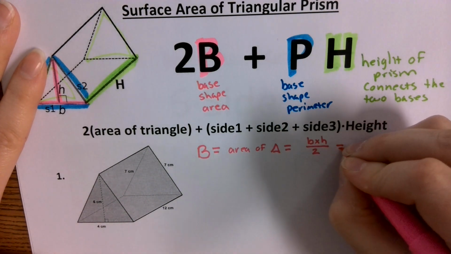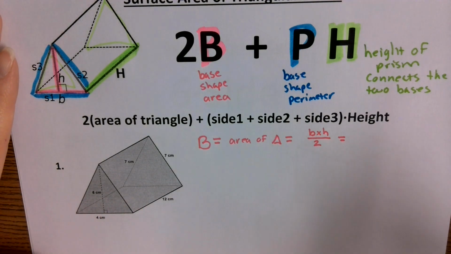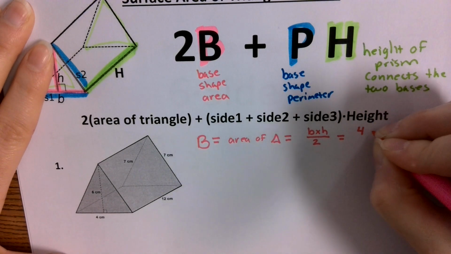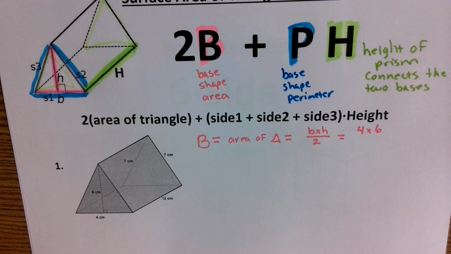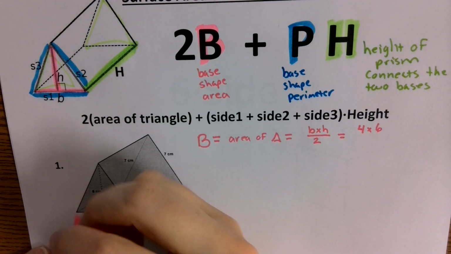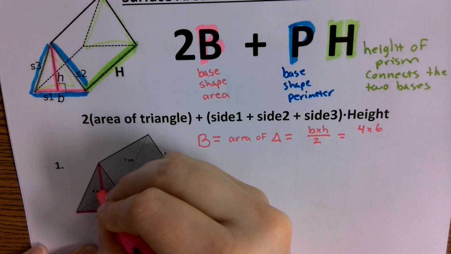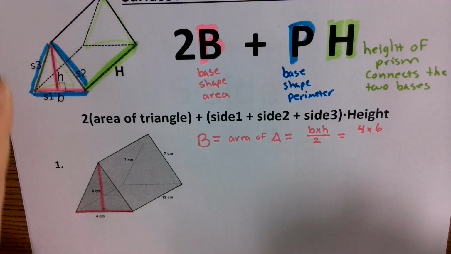What is the base of this triangle? What's the base measurement on this triangle, Zach? 4. And what's the height on the triangle? 6. Good. So the base and the height on the triangle are located right here. You have 4 for the base. You have 6 for the height. That's the measurements that I need to use for the area of the base shape.